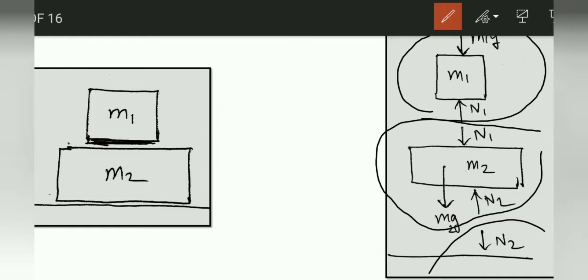Now, what is equilibrium? Translation equilibrium is when the net external force acting on the particle or the object is zero. If net force acting on the object is zero, then mass into acceleration is also zero, which implies that a is also equal to zero. So there is no acceleration here. So what are the forces acting?